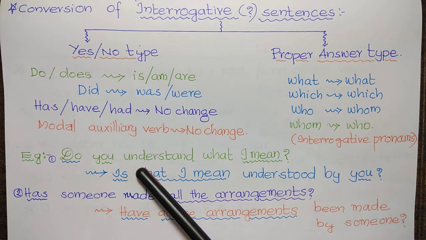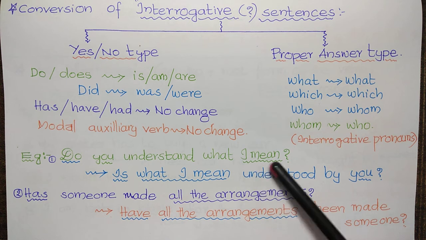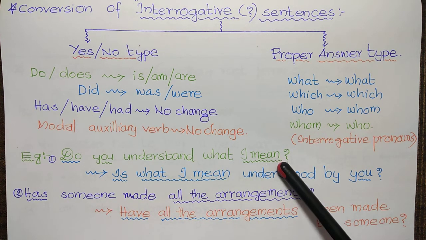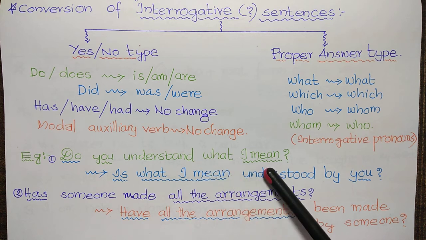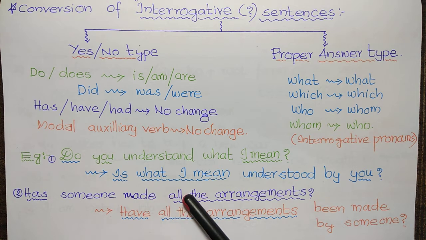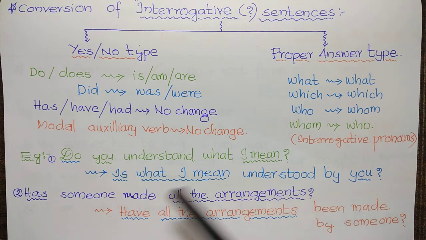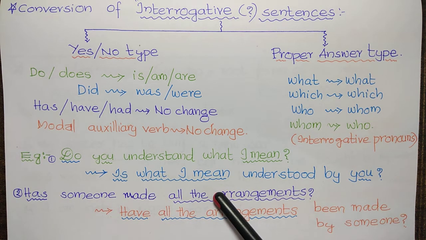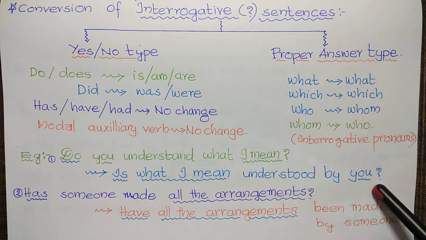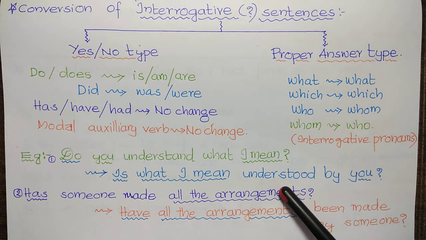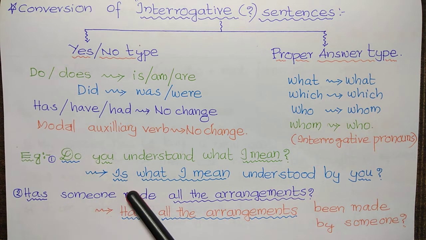First example, do you understand what I mean? Here, what I mean is the object. So after conversion, it is the subject. What I mean is understood by you. When we make it a question, is what I mean understood by you? Understood is the V3 form of understand. So here, do is changed to is.